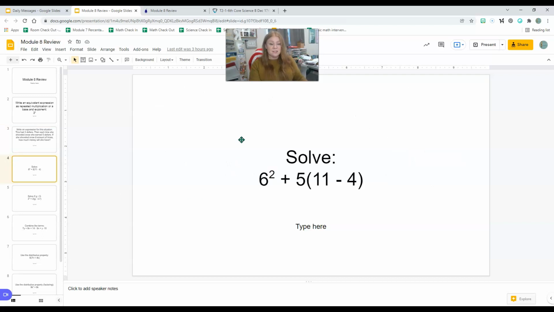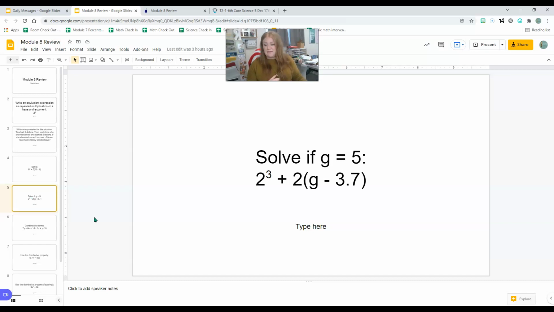Hey, here we are just solving this problem. Be sure to use your order of operations. So groups, we need to do our groups first. So we're doing our groups. Then we need to do our exponents. Then we'll need to multiply, right? This is 5 groups of this. Then we can add everything together. So I see 1, 2, 3, 4 steps to answer this.